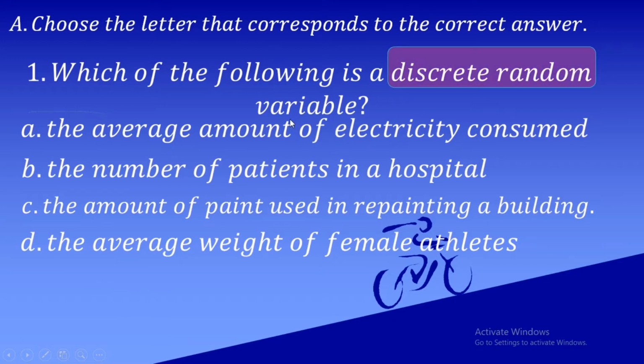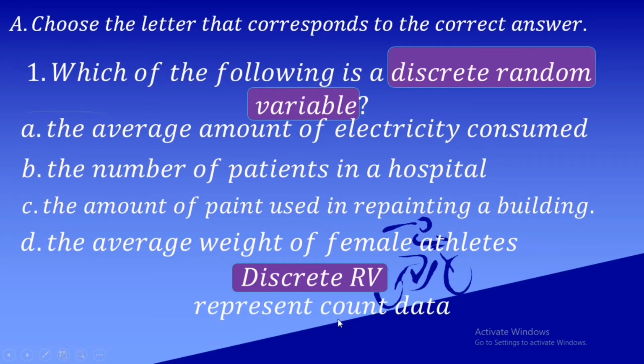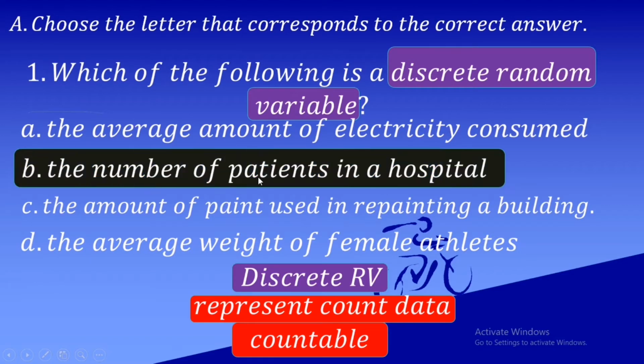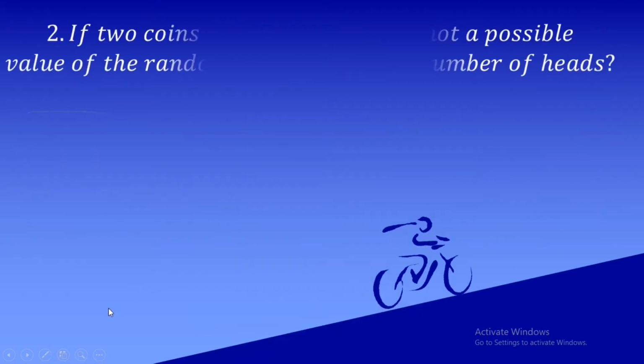So, how do you know if it's a discrete random variable? Mostly, a discrete random variable represents count data. Usually, we are asking for the numbers. And the random variable is discrete if its set of possible outcomes is countable, yung mabibilang natin. So, among the 4 choices, letter B is the discrete random variable, representing the count data since it is asking for the number of patients in a hospital.